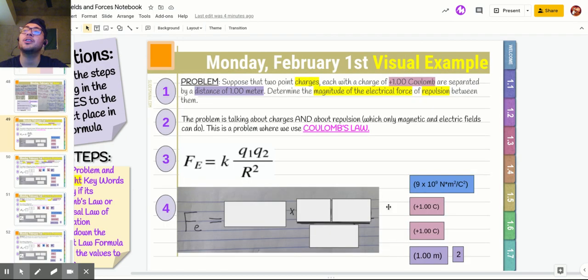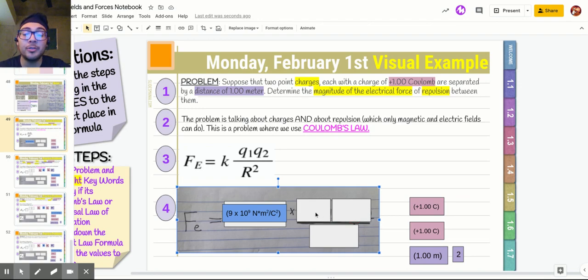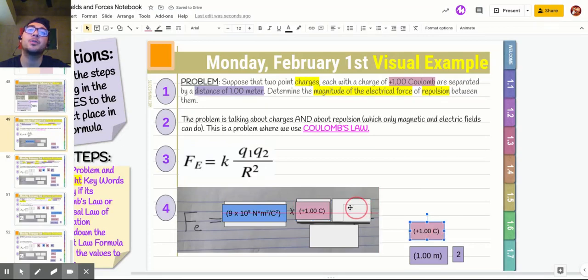So if I go down here, I can see that this is the one right here, 9 times 10 to the ninth power newtons times meter squared per Coulomb squared. So I'm going to drag this over here. Okay. Now, these two that go out here on the numerator side, the top part, are Q1 and Q2, the first charge and the second charge. Since we know that two charges with the same charge, positive 1, both of these will go right here, positive 1 Coulomb and another positive 1 Coulomb.